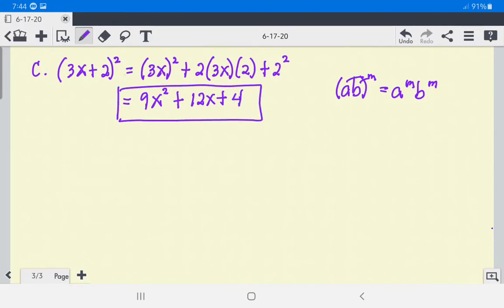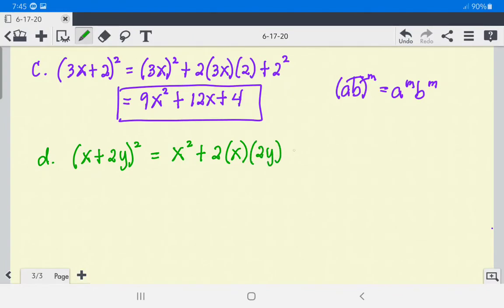Okay, next, letter D. Let's say we have (x + 2y) squared. Okay, so we have to square the first term, x squared, plus twice the product of the first term, which is x, and the second term, 2y, then plus the square of the last term, 2y.